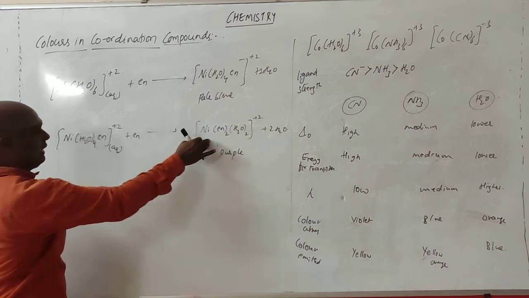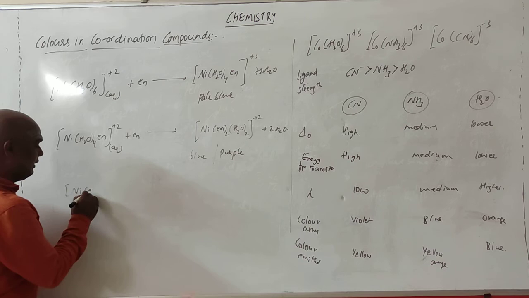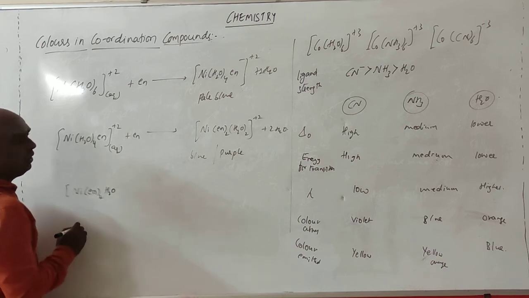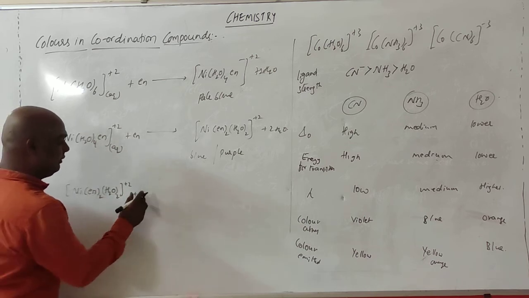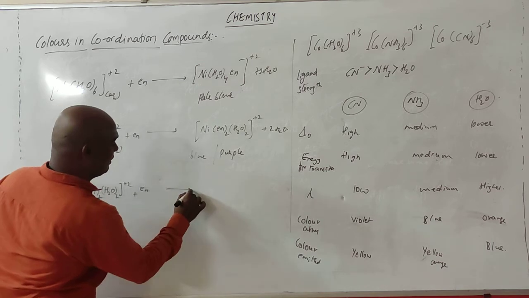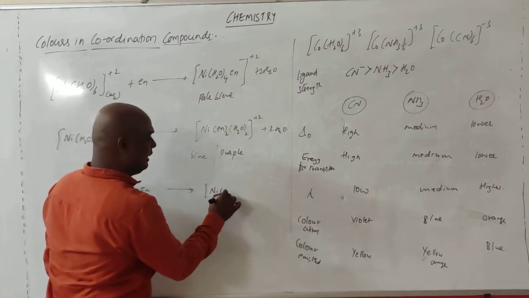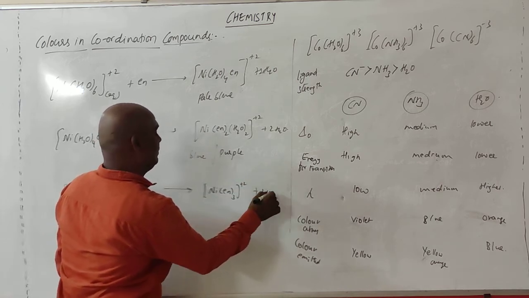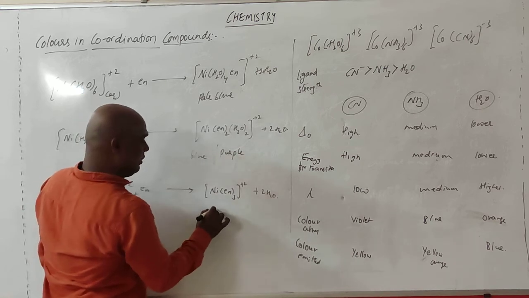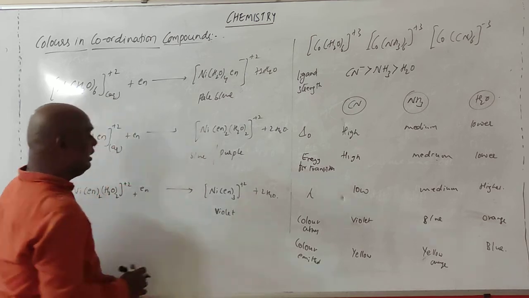And if it further undergoes reaction, it is [Ni(en)2(H2O)2]2+. How many waters are there? 2. If it is made to react with en, what happens? You will be getting [Ni(en)3]2+ plus 2 water. In this it is violet color.